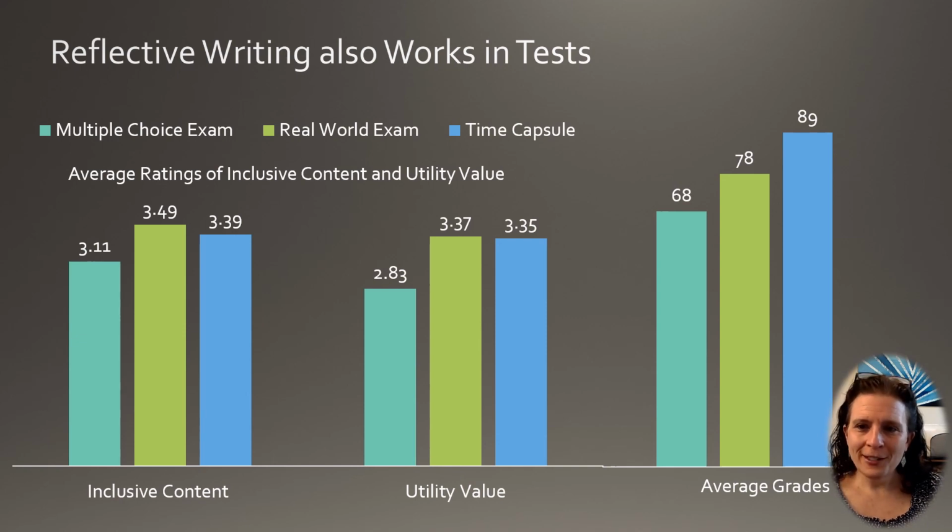Sadly, because of COVID-19, we weren't able to get time capsule data from last spring. So what we could compare was real world exam scores to multiple choice exam scores from last spring and time capsule scores to multiple choice scores from the year before. But the takeaway here, and also because the class was nearly all underrepresented students, we didn't conduct analyses looking at how ethnicity and race influenced the scores. But the scores were significantly higher on the real world exam and time capsule than they were on the multiple choice tests.